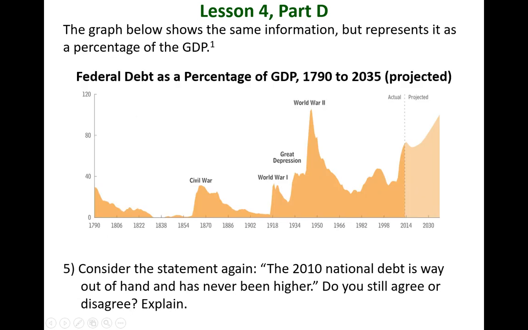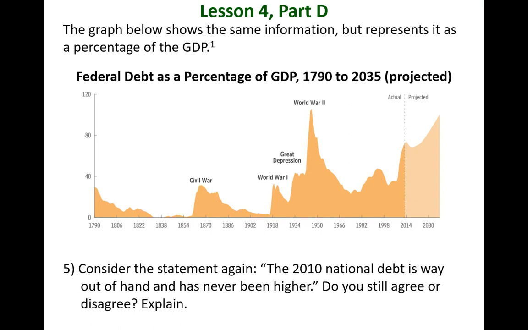The graph below shows the same information, but represents it as a percentage of the gross domestic product. Federal debt as a percentage of the gross domestic product from 1790 to 2035. Notice the last part is a projection. It's kind of a prediction. Now consider the statement again. The 2010 national debt is way out of hand and has never been higher. Do you still agree or disagree?